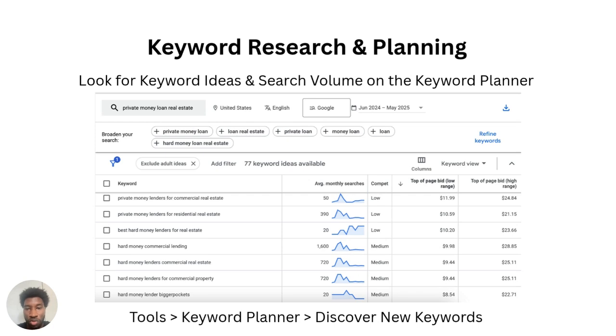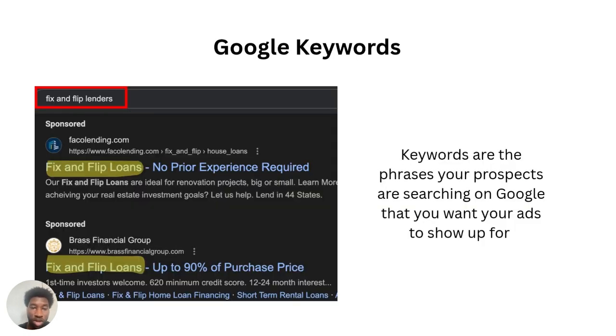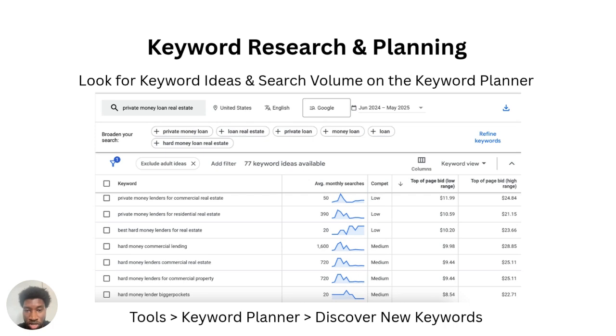And then what you'll see right here is the bid range, to show up on the first page right here, right? So what you'll see, there's a low range and a high range. We generally are towards the middle, the higher end of the middle, in order to get our leads coming in the door.